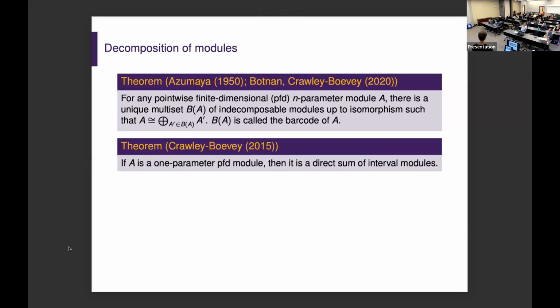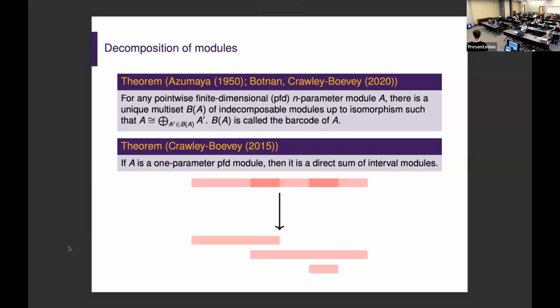Now this holds for n-parameter modules in general. In the 1-parameter case, we have an even nicer result because there we know that these indecomposables are very simple. They are interval modules. An interval module is a module that's supported on an interval. So outside of the interval, it's just 0. And up to isomorphism, inside the interval we have just a copy of the field, so a 1-dimensional vector space, and identity morphisms. So this means that if you're given some 1-parameter module, here I've drawn the dimension vector, then you can always write it as a direct sum of intervals.